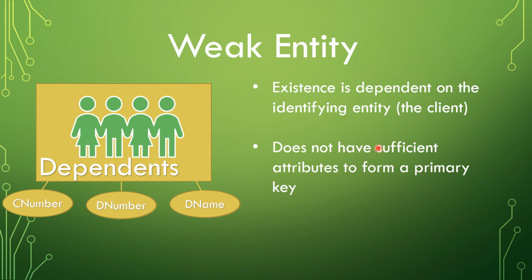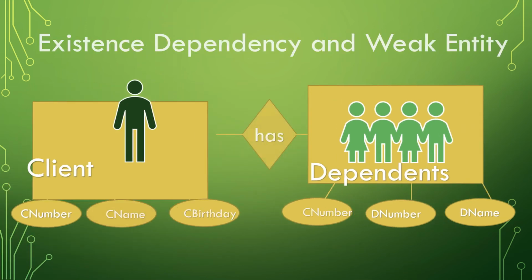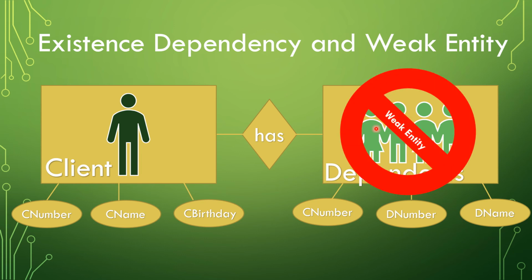Also, this weak entity does not have sufficient attributes to form a primary key or a foreign key. Here, the key is C number or the client number. I hope you understand now the concept of existence dependency and weak entity. Again, the identifying entity here is the client, which can stand without the other entities. On the other hand, obviously, this dependent entity is the weak entity because it only depends on and exists through the identifying entity, which is the father or the client.